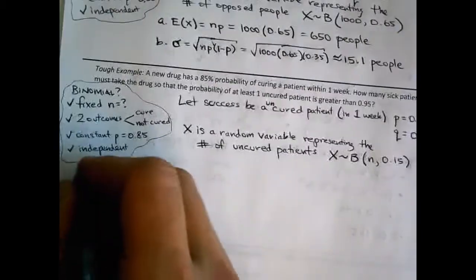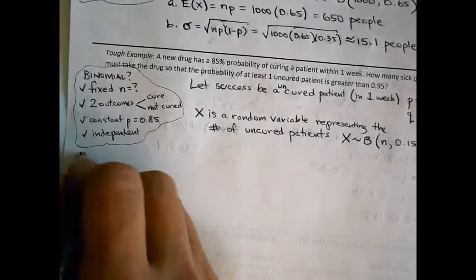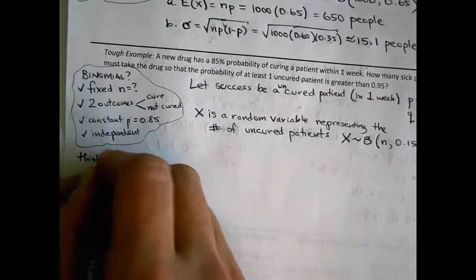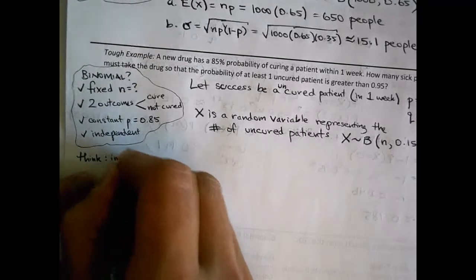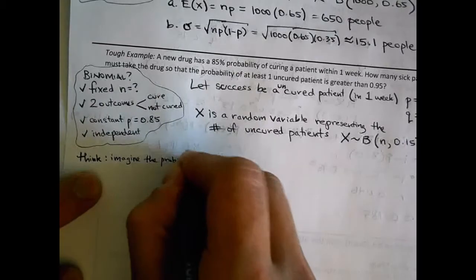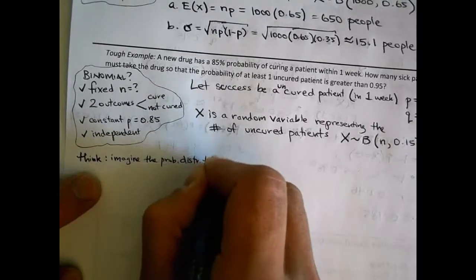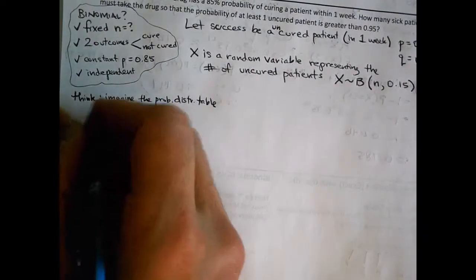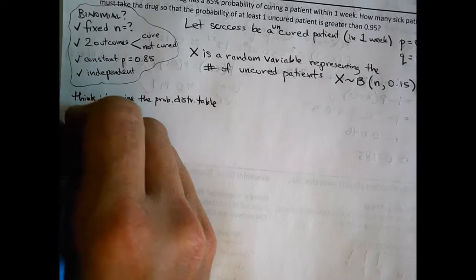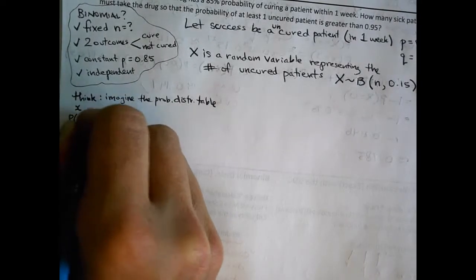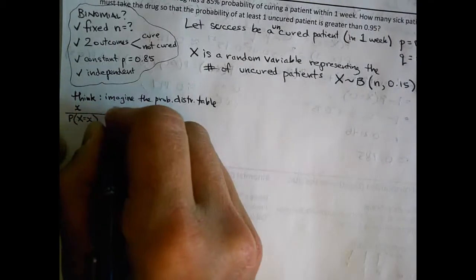If you want to think about this question, this is where I find the trick is when you get a really tough problem, I always like to be able to draw something. So in this case, I want you to imagine the probability distribution table. Remember we did that. And remember, that's all we're doing in this section. We're trying to bypass the probability distribution table. So you have X and the probability that X is equal to x. You remember doing these things?